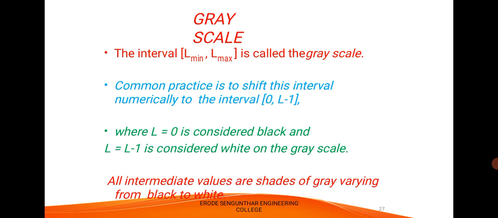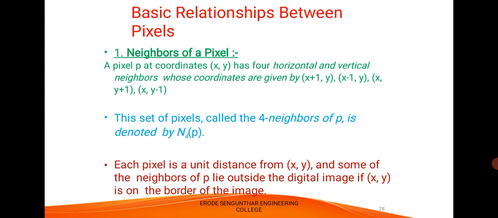On the grayscale, where L is 0, it is considered black. When L is equal to L minus 1, it is considered white. All the intermediate values are shades of gray varying from black to white. Now the image is formed of a lot of pixels, so there should be a relationship between the pixels. We'll see the relationship between two pixels, f of x comma y and the next pixel f of x plus 1 comma y plus 1.